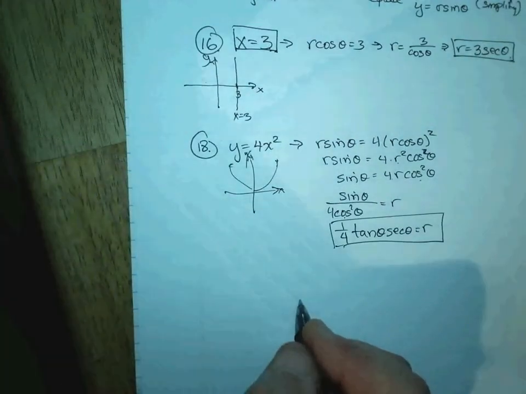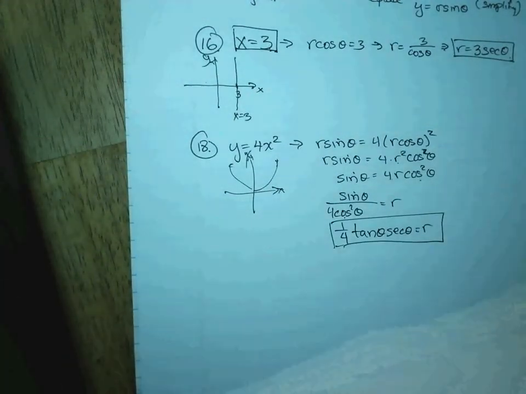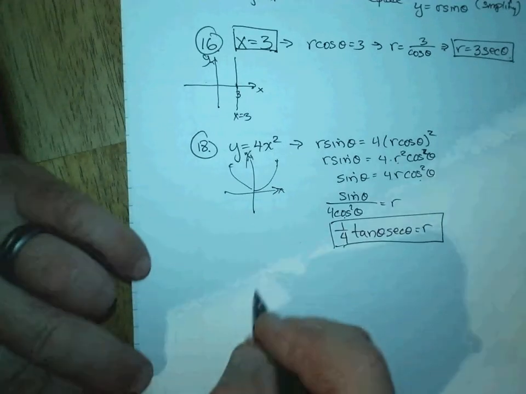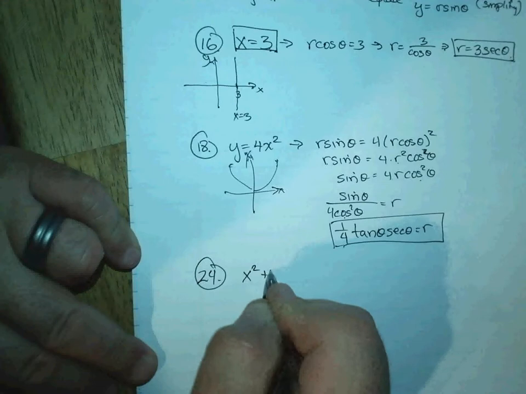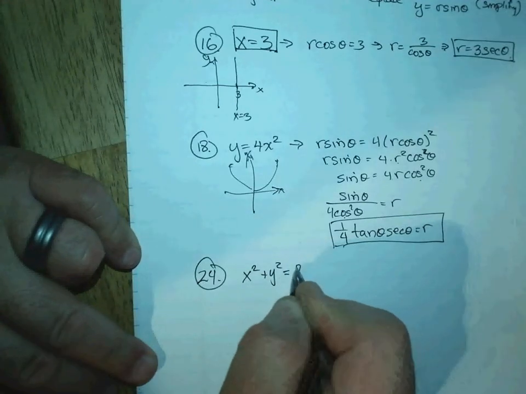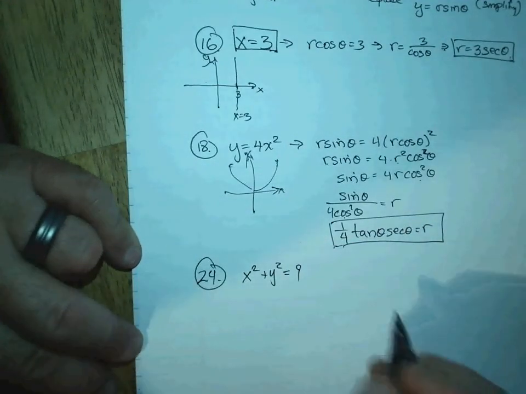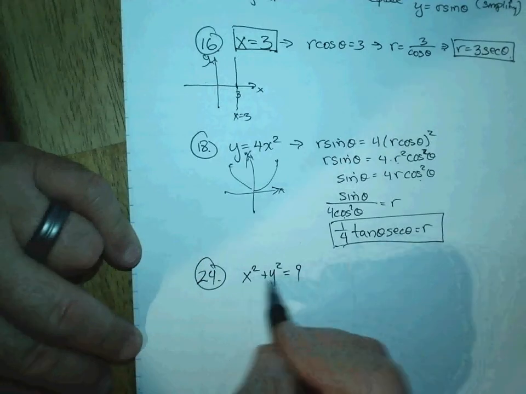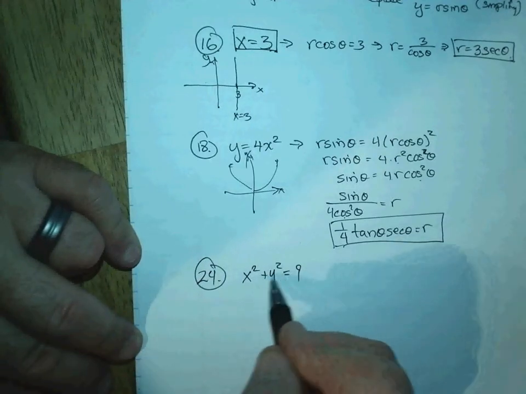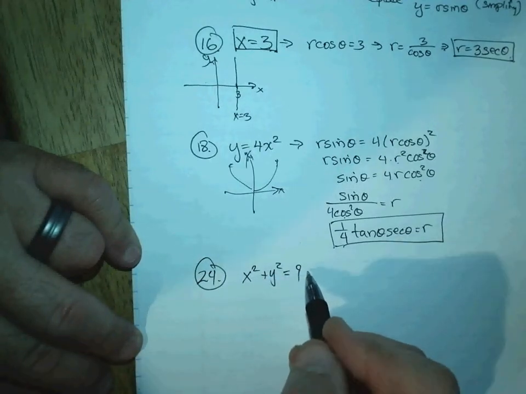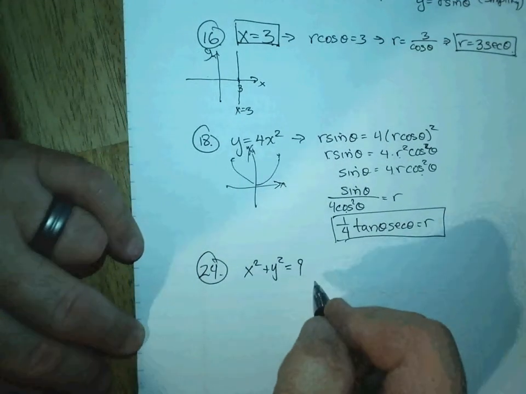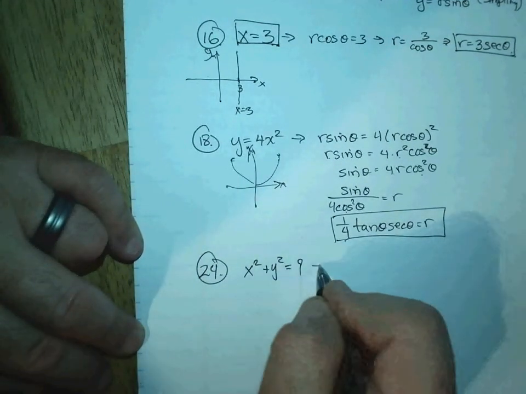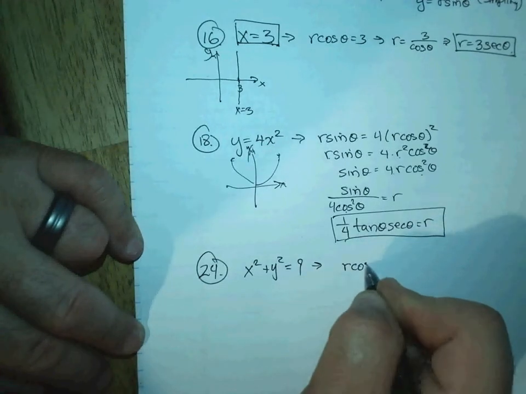All right, one more example to consider here. Number 24, yeah. X squared plus y squared equals 9. Now you may recognize that, I hope, as the equation of a circle centered at the origin whose radius is 3, 3 squared being the 9.